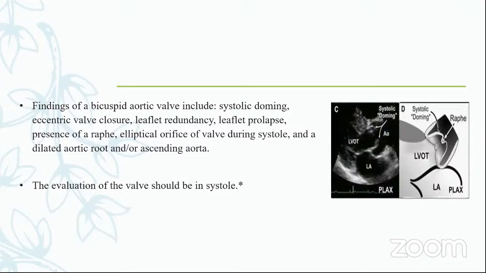Findings of bicuspid aortic valve in echo can include systolic doming, as we can see in this picture. Here there is a doming of the leaflet itself during systole, and eccentric valve closure, leaflet redundancy, leaflet prolapse, the presence of a raphe, elliptical orifice of the valve during systole, and dilated aortic root and/or ascending aorta. The evaluation of the valve itself should be done in systole, because the raphe may simulate a tri-leaflet appearance during diastole.